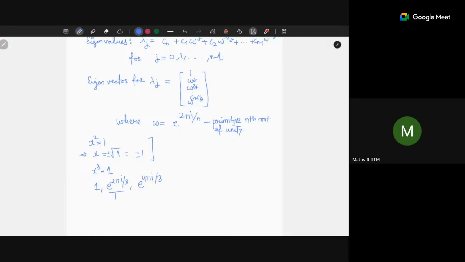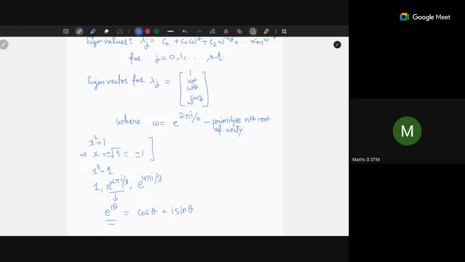And what is this expression? Whenever you have r e to the power i theta, a complex number, in this case r is equal to 1. This has an Euler expansion: cos theta plus i sine theta. So what does this mean?